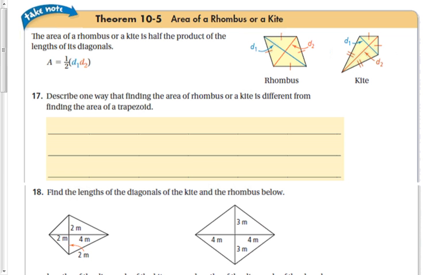All right, the area of a rhombus can be found by taking half the product of the lengths of its diagonals. So describe one way that finding the area of a rhombus or kite is different from finding the area of a trapezoid. Think about that one.